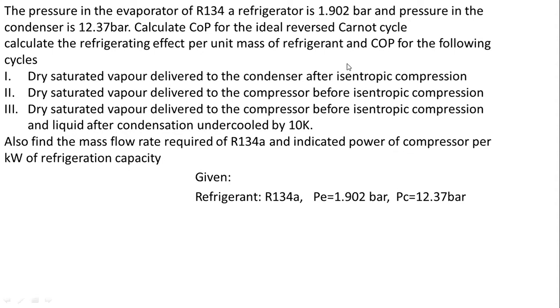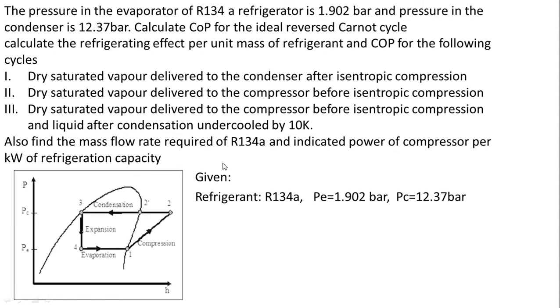So what you do next, you can draw the pH chart for this. Now the pH chart for the three different cycles will be different. So we will see how that pH chart is going to vary. But you should understand that the 1 to 2 process is reversible adiabatic, 2 to 3 is constant pressure, 3 to 4 is isenthalpic, and 4 to 1 is again a constant pressure process.